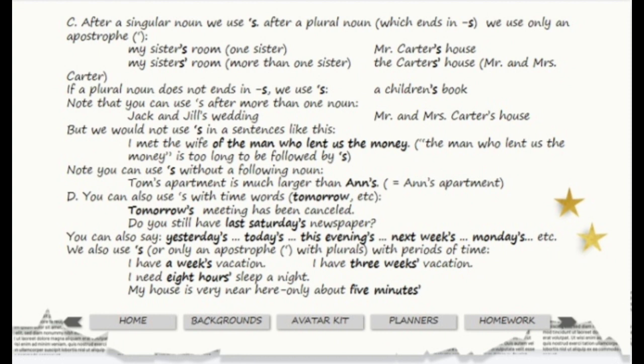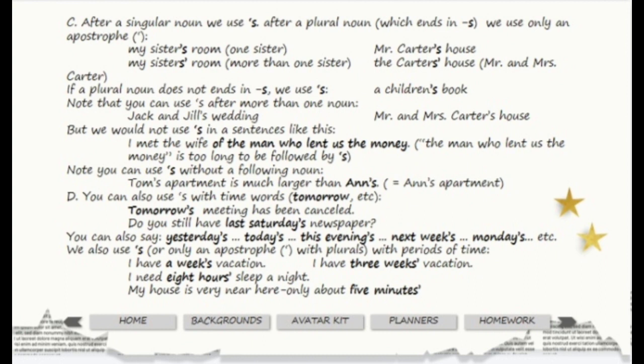Note that you can use S after more than one noun. For example, Jack and Jill's wedding, Mr. and Mrs. Carter's house. But we will not use S in a sentence like this. For example, I met the wife of the man who lent us the money. It means the man who lent us the money, it's too long to be followed by S. Note you can use S without a following noun. For example, Tom's apartment is much larger than Anne's. It means Anne's apartment.